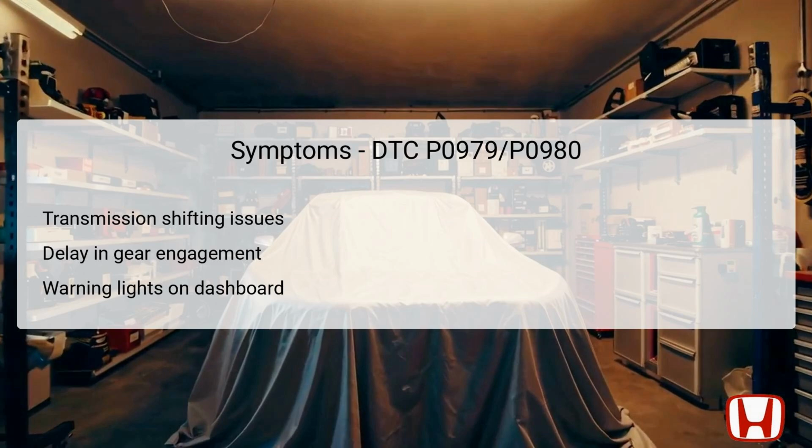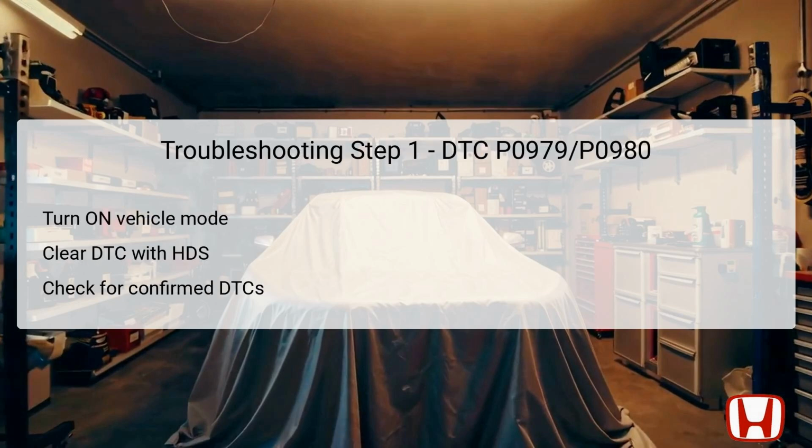The first step in troubleshooting DTC P0979 and P0980 involves problem verification. Start by turning the vehicle to the on mode without starting the engine. Then, utilize the Honda Diagnostic System, HDS, to clear any stored DTCs, clearing the memory for potential reevaluation. Once cleared, turn the vehicle to the off or lock mode.